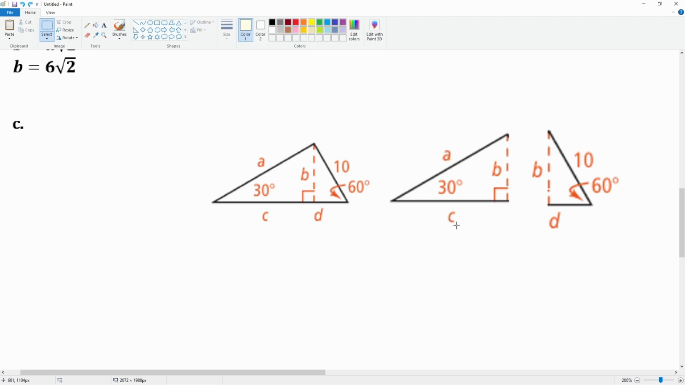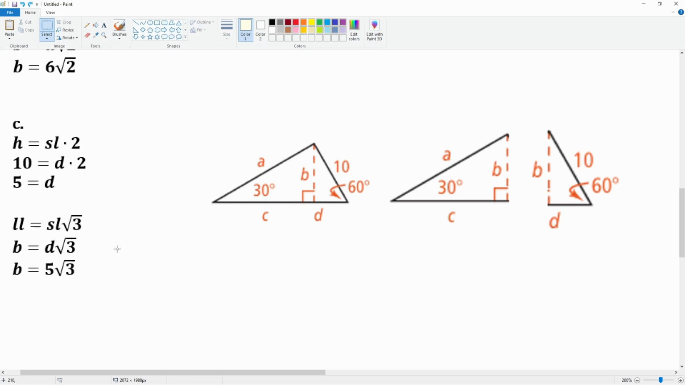My 30, 60, 90. It's very difficult to get this one first because you have all 3 missing sides and you can't really use trig. Here, you would have to get the short leg first. So that's what I did here. Hypotenuse is equal to short leg times 2. And I know the hypotenuse is 10, so the short leg is 5. From there, I get my long leg. Long leg is equal to short leg times radical 3. Plug it in. So my long leg, which is B, is equal to 5 radical 3.